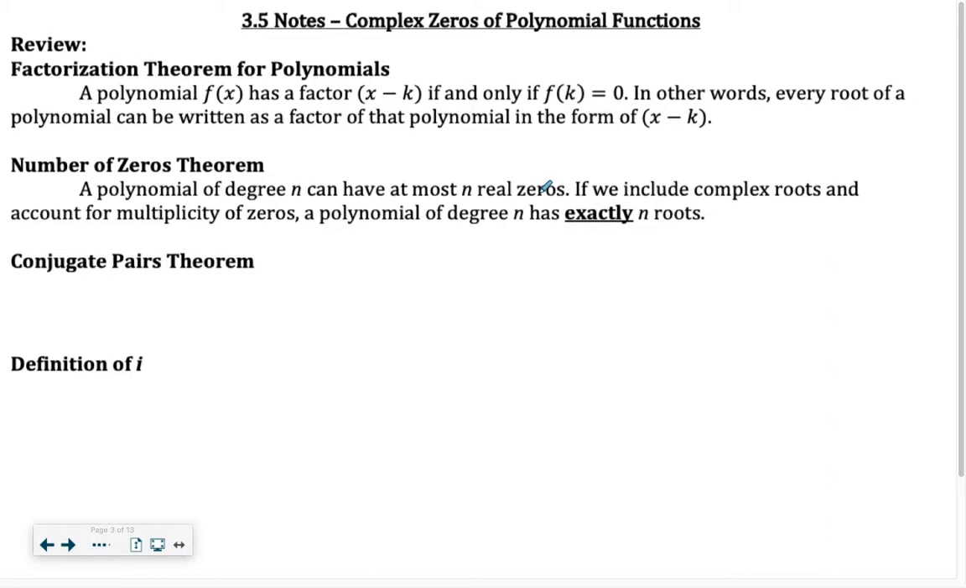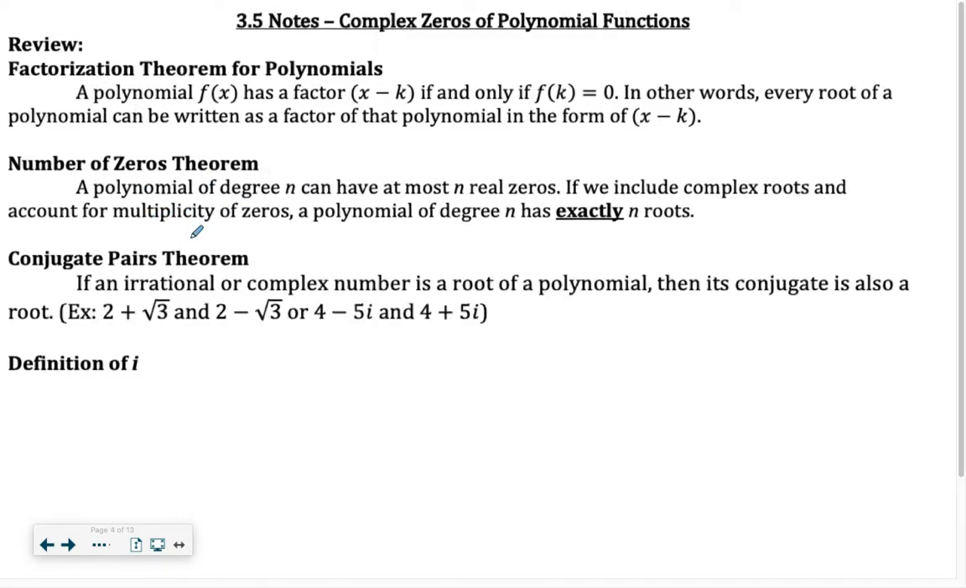But now, if we include complex roots, or imaginary roots, and account for the multiplicity of zeros, a polynomial of degree n has exactly n roots. So a 13th degree polynomial will always have 13 roots. Again, that's including imaginary roots and accounting for multiplicities.